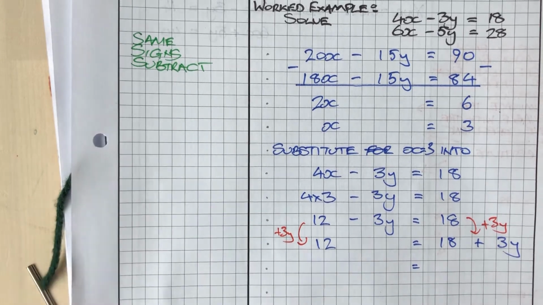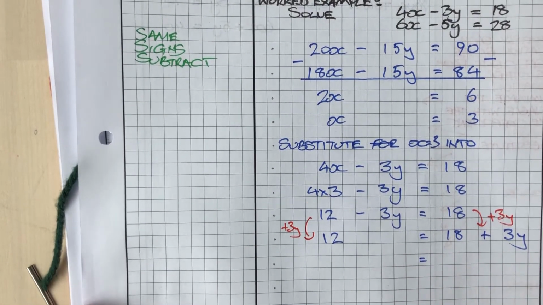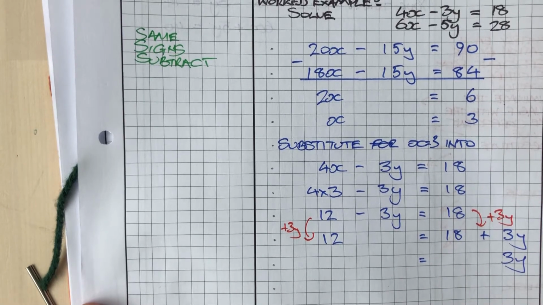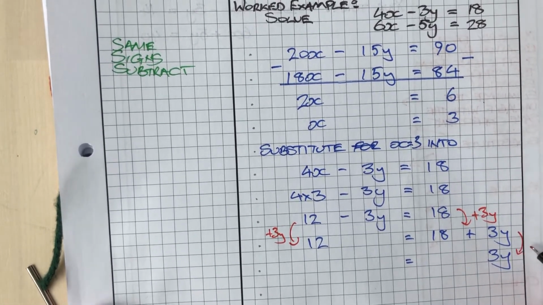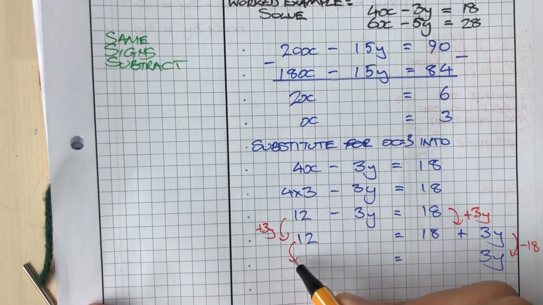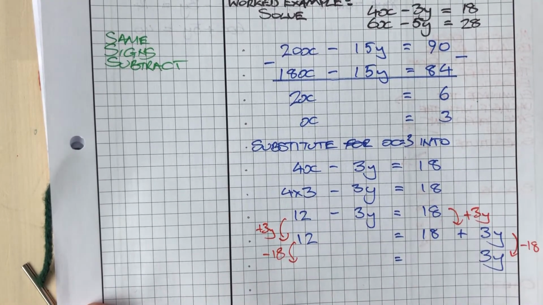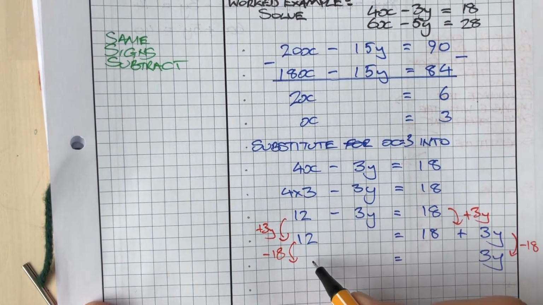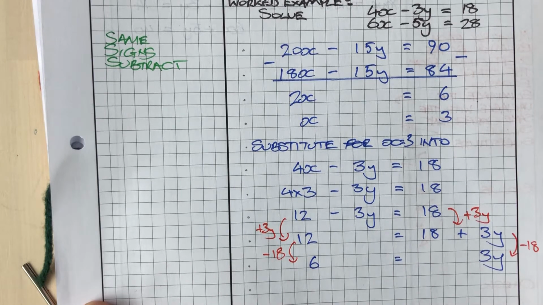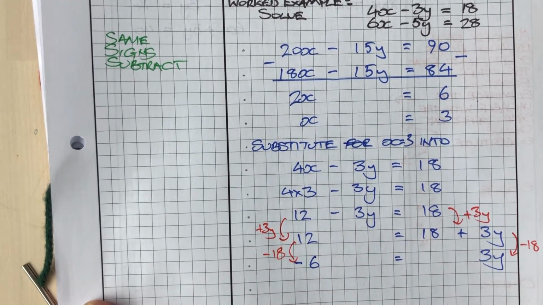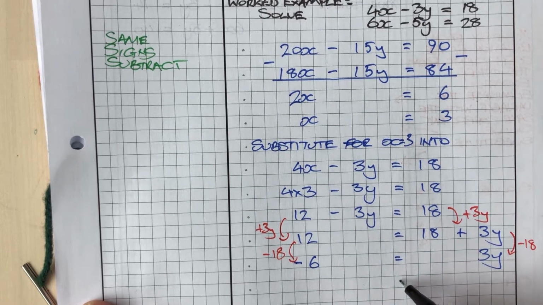This is a nicer equation now. My number times 3 and add 18. I don't want the add 18. Get rid of it. How did I do that? I took away 18 from that side, and so I take away 18 from this side. 12 take away 18. Well, 18 take away 12 is 6, but a smaller number take away a larger number is going to be negative. So negative 6 is 3y.